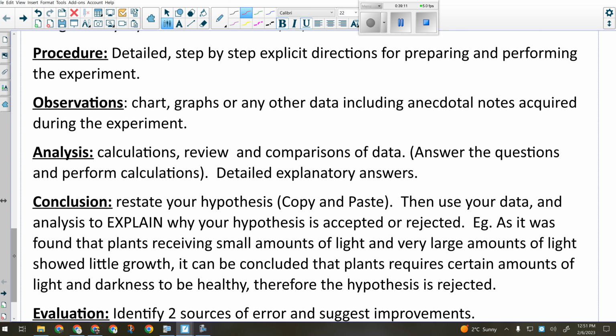So your analysis is often just some questions for you to answer on the lab report. On this particular lab that we're doing on Wednesday, our analysis is going to be figuring out what compound is which.